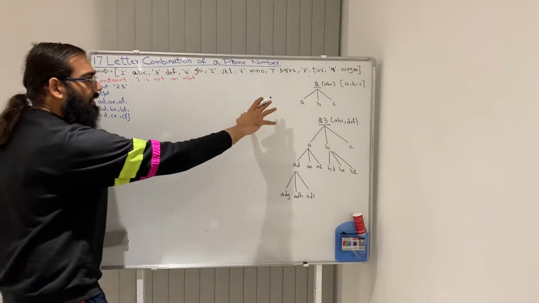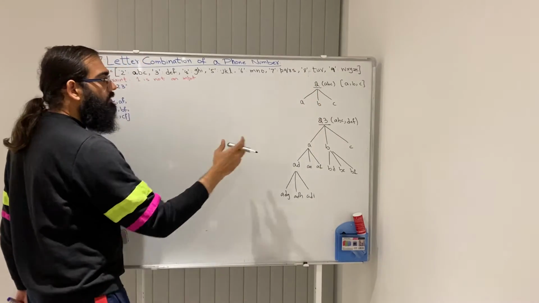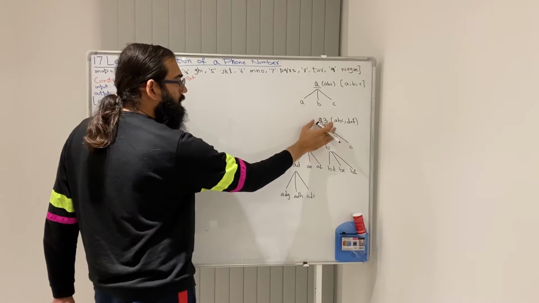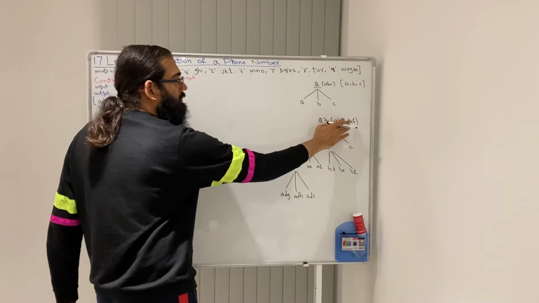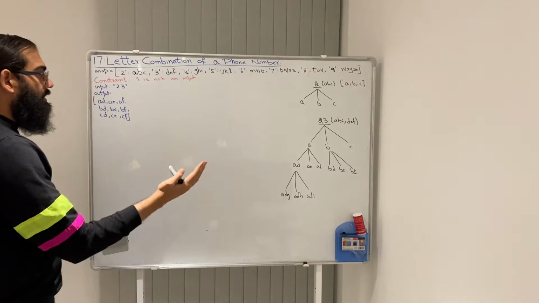I hope you understand how I make a tree. So one input, I need this. When I have two digits, then we can make this, and then three digits like 2 3 4. If it's more, then it will take care of that.